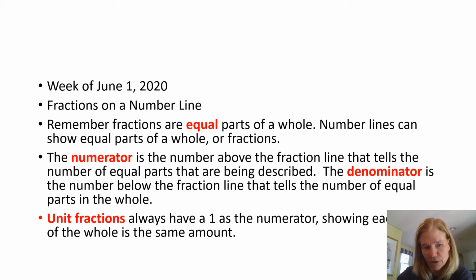Now, on a fraction, remember the numerator. It's the number that is above the fraction line, and the numerator tells the number of equal parts that are being described. The denominator is the number below the fraction line that tells the number of equal parts in the whole. Unit fractions always have a 1 as the numerator, showing that each fraction of the whole is the same amount. So we are going to continue and see how we do.